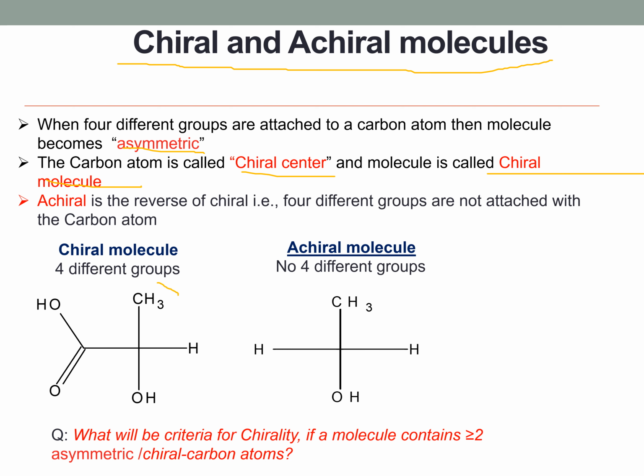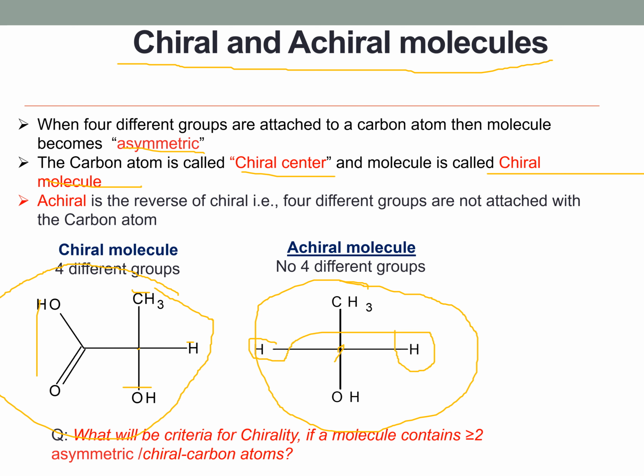In case of lactic acid, the central carbon atom is attached to four different groups, that is methyl, hydrogen, hydroxyl and carboxyl group. That is the reason lactic acid is a chiral molecule, whereas in case of ethanol, the central carbon atom is attached to two identical hydrogen groups, and that is the reason this is not a chiral molecule, this is an achiral molecule.